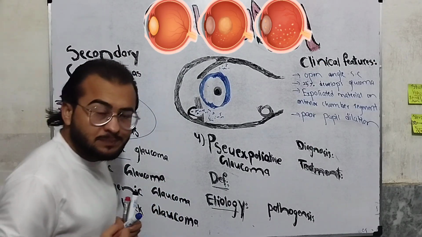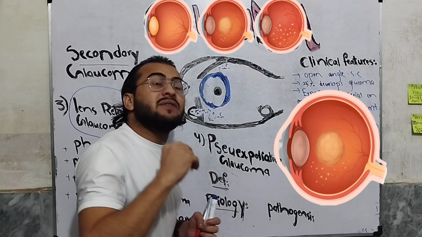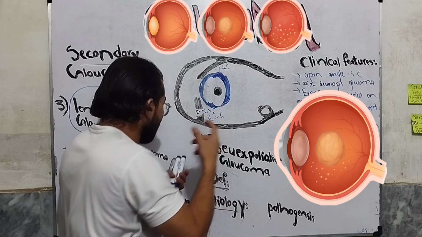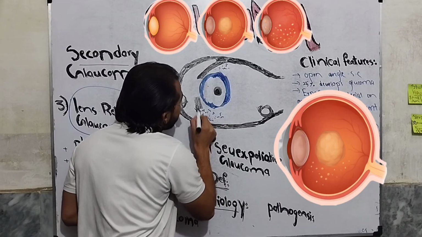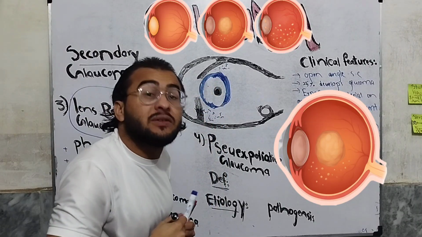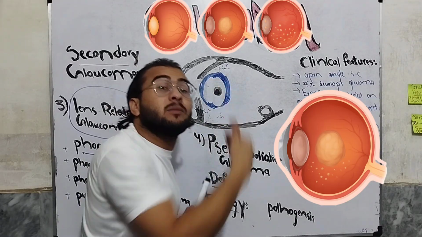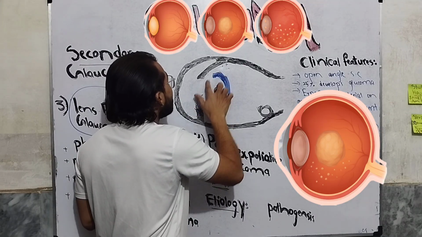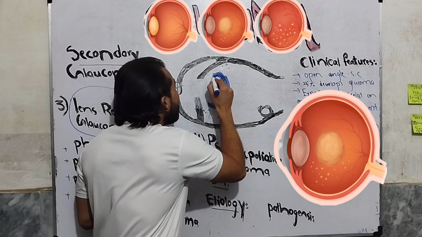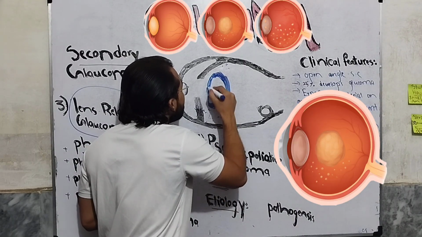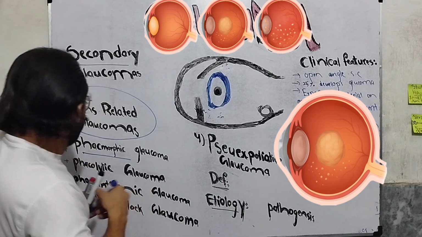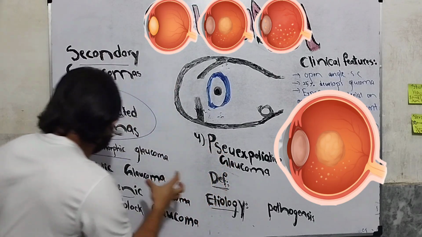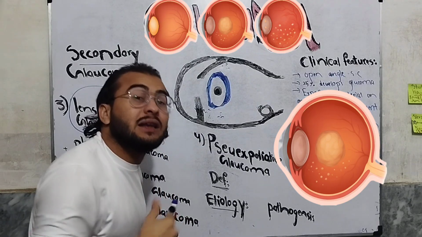Now we have Phacolytic glaucoma, which occurs in the mature cataract stage. What is happening in the mature cataract stage? Most of the proteins leak out from the lens, and the lens shrinks down. Because of the leaking of a lot of proteins, it causes two types of glaucomas, Phacolytic glaucoma and phacoantigenic glaucoma. Both of these are mostly open angle secondary glaucomas.